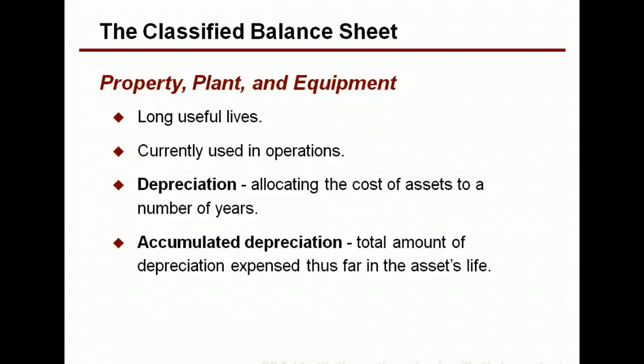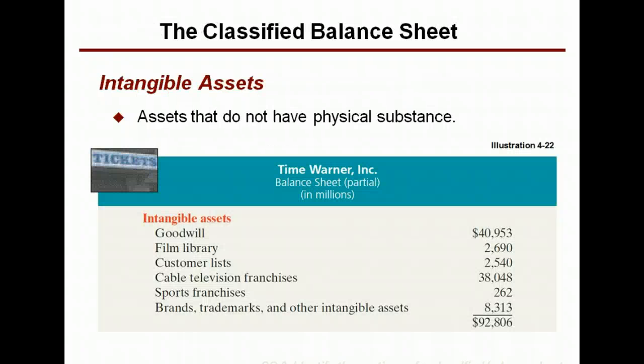Things that live in this part of the balance sheet are there because they are used in operations. They're not inventory. They're not held for resale. The reason we own them is we're using them. They have long lives, and we depreciate them. And we show them net of their accumulated depreciation. That is shown with it or in the notes to the financial statements.